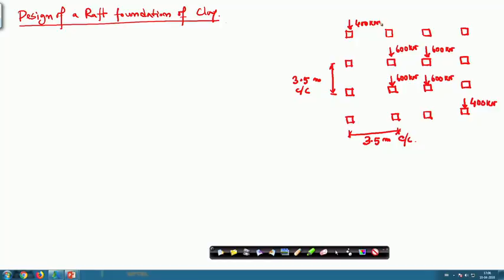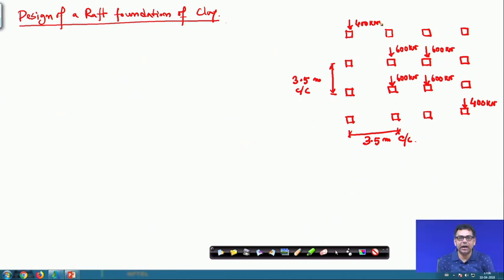So, you check the settlement for every column and then check whether the differential settlement is within the limit or not. If not within the limit, then you have to redesign the dimension of the footing such that the total settlement as well as the differential settlement is within the permissible limit. Okay. But here we assume that after checking we find this isolated footing is not sufficient. So, we are going for the raft foundation. We will take all the columns under a single foundation, and that is the raft foundation.